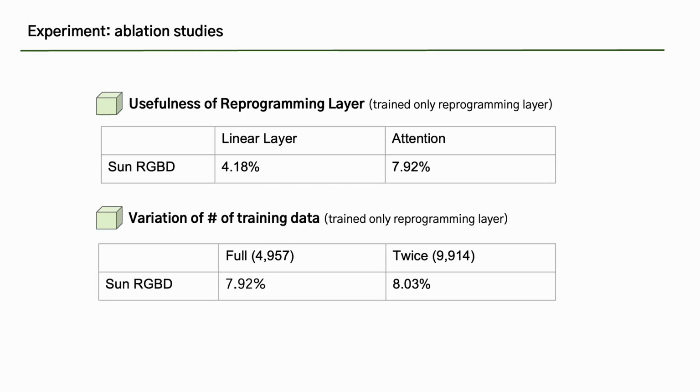We conducted ablation studies to better understand our model's behavior. First, comparing linear and attention-based reprogramming layers, we found that the more expressive attention mechanism achieved better performance. Additionally, we tested how the amount of training data affects performance. The performance remained relatively stable, suggesting our reprogramming method can be effective even with limited data.